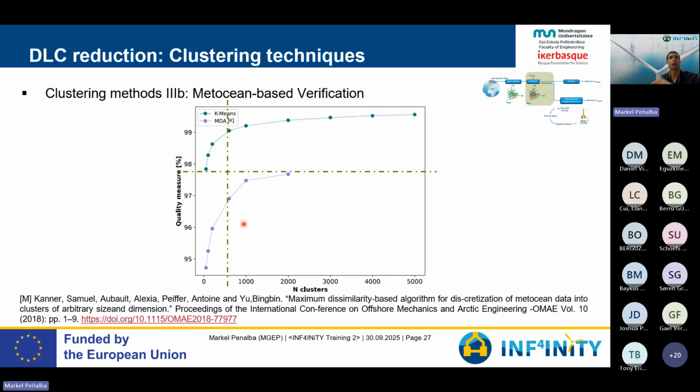But at the same time, we can achieve over 99% quality measures with about 600 clusters. Although, as I mentioned earlier, the convergence seems to arrive at around 1,000 clusters, which surprisingly is the same in the case of the maximum dissimilarity algorithm suggested by Kanner and their colleagues.